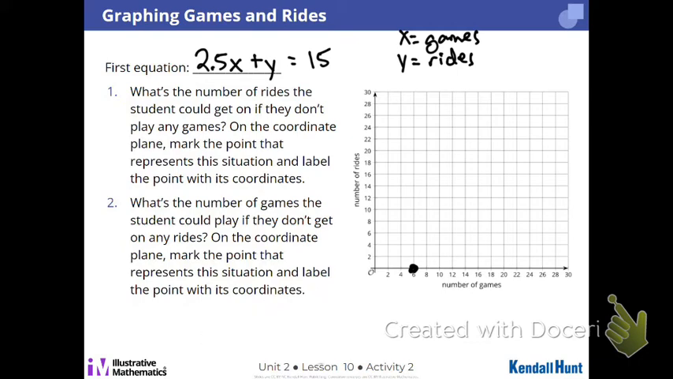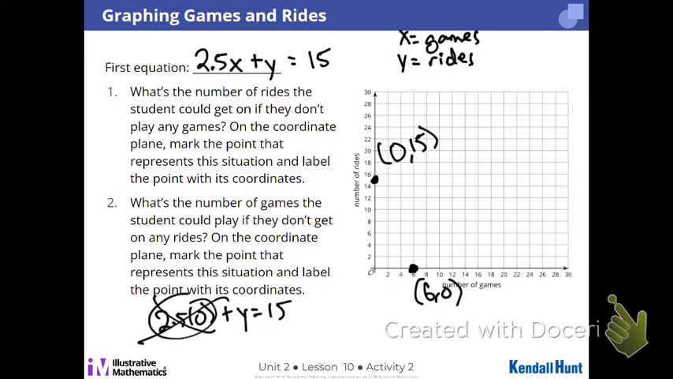Now, if I go on rides only, how many rides? 15. Okay? Bring a deck of cards. Play your own games. Go on 15 rides, maybe. Okay, hack the system. And the reason this works is this point is 0, 15. When x is 0, y should be 15. Well, check it out. When x is 0, what's 2.5 times 0? 0. So when x is 0, what does y have to equal? 15. It works in the equation. These points satisfy the situation, right?